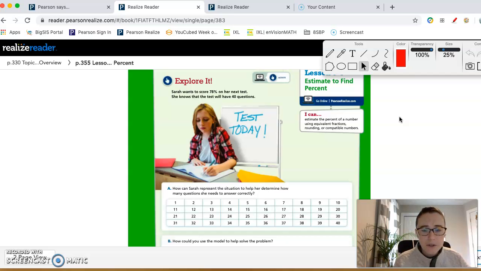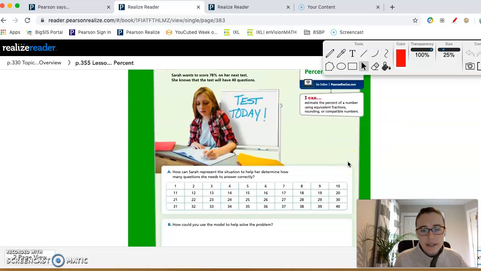We're being asked to use this grid here, which represents the number of problems. There are 40 questions on the test, and you're given 1 through 40, and each of these rectangles is representative of one question on the test. I want you to try and use the model to help you solve the problem, and remember that this whole lesson is about estimation, so it doesn't necessarily have to be an on-the-dot answer. Think about how you could figure out roughly how many questions Sarah will have to answer correctly in order to hit her 78% goal. I'm going to pause the video, you're going to pause the video, you're going to try it, and come back for answers.